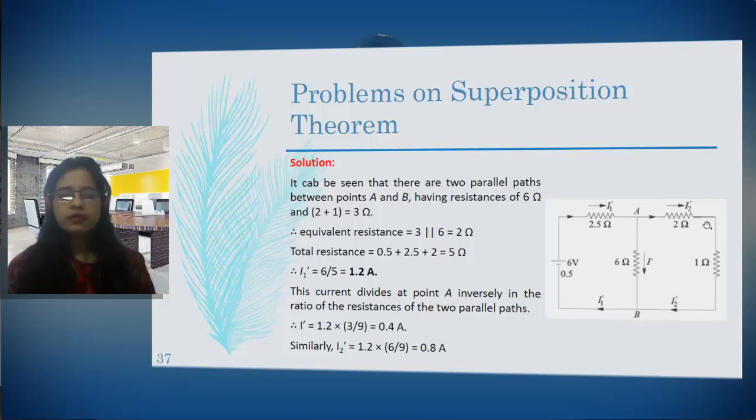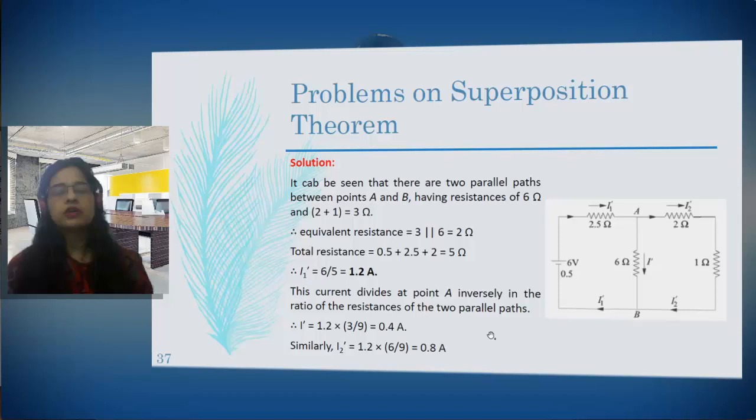Similarly, we'll calculate I2 dash. Now what is I2 dash? I2 dash will be equal to, similarly, the total current flowing, that is 1.2, into the opposite resistance. This is the current we are finding out, I2 dash. So the total current is 1.2, this resistance 6 divided by the total resistance 9. Total current into the opposite resistance, that is the 6 ohm resistance, divided by the total resistance, that is 9. So it is coming as 0.8.